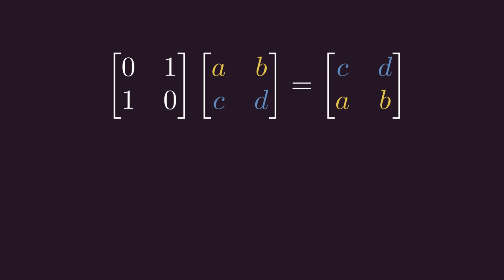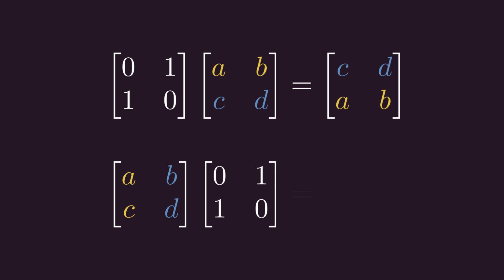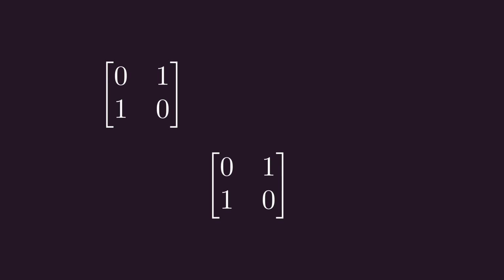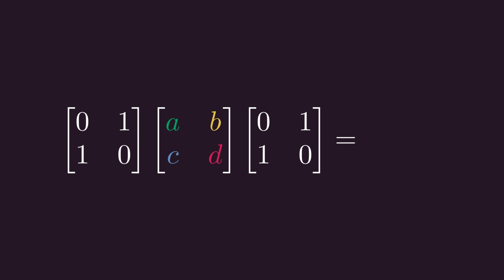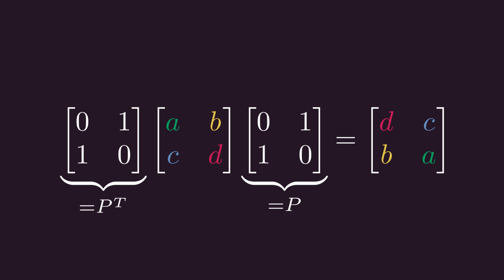With a quick calculation, you can verify that multiplication from the left switches the rows, and multiplication from the right switches the columns. Multiplying by P from both left and right compounds the effects. It switches rows and columns. By the way, this is a similarity transformation, as our special 0-1 matrix is its own inverse. This is not an accident, more about it later.